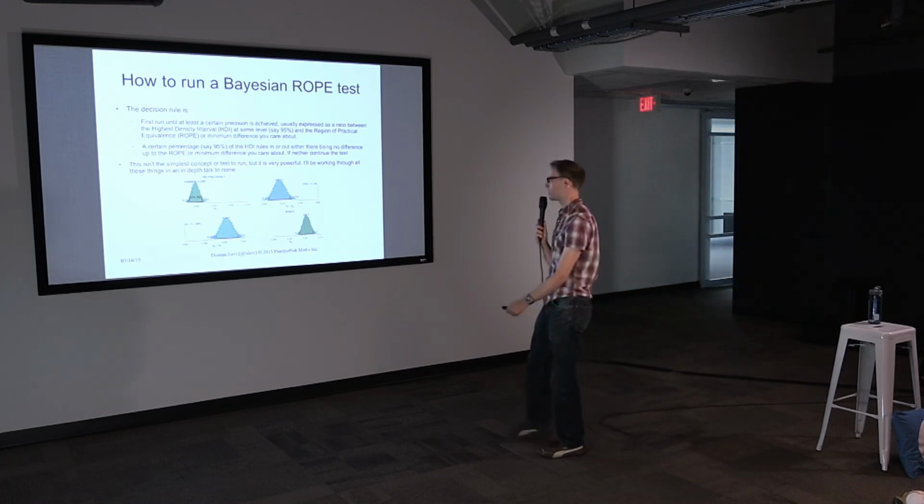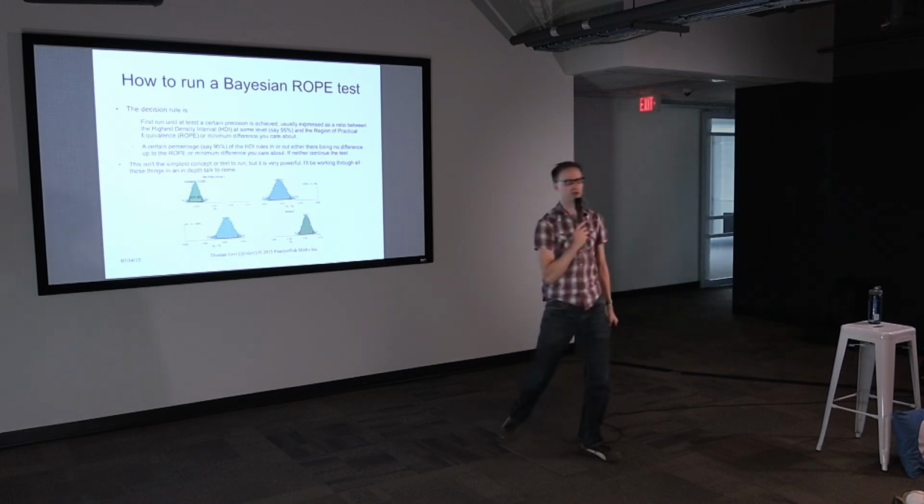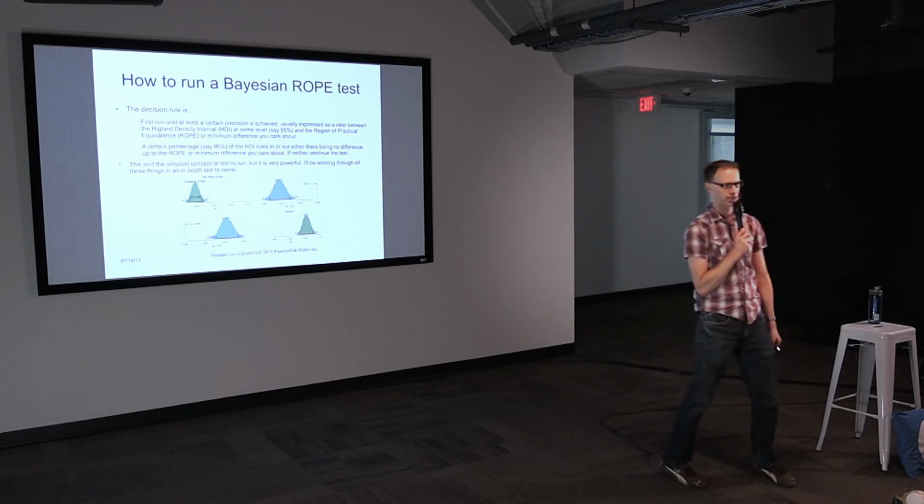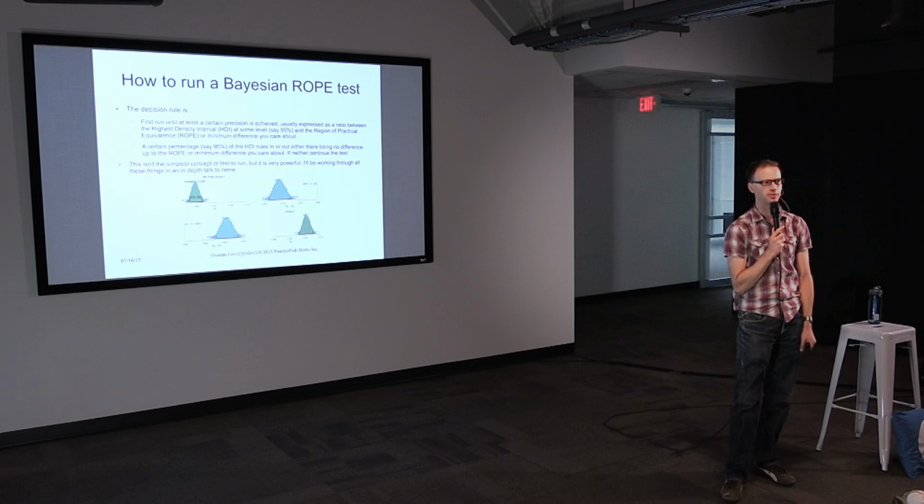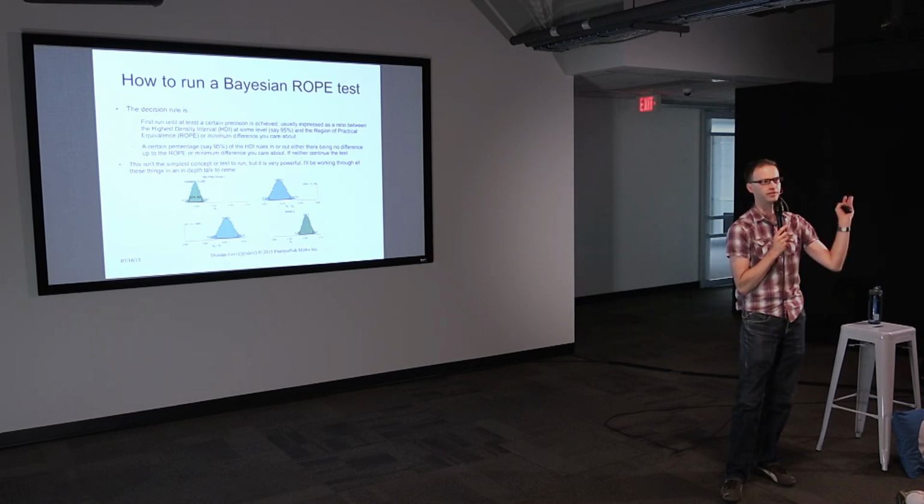The next number you care about is called the ROPE, which stands for the region of practical equivalence. That's the minimum change you care about. So if I care about a 5% relative change, anything less than 5%, I just say that's equivalent to 0. That's my region of practical equivalence.